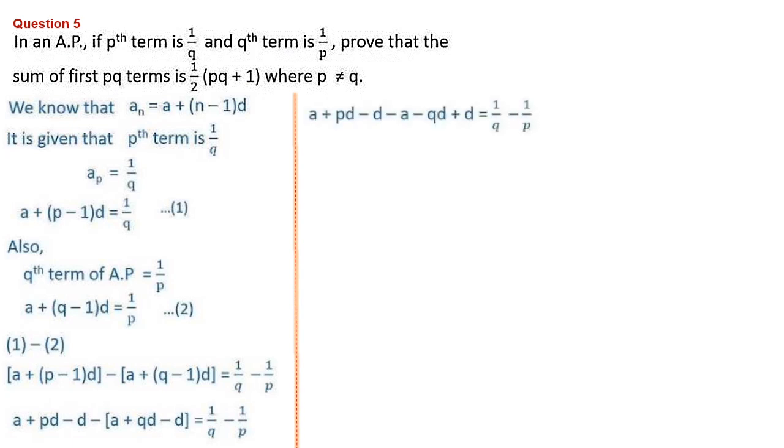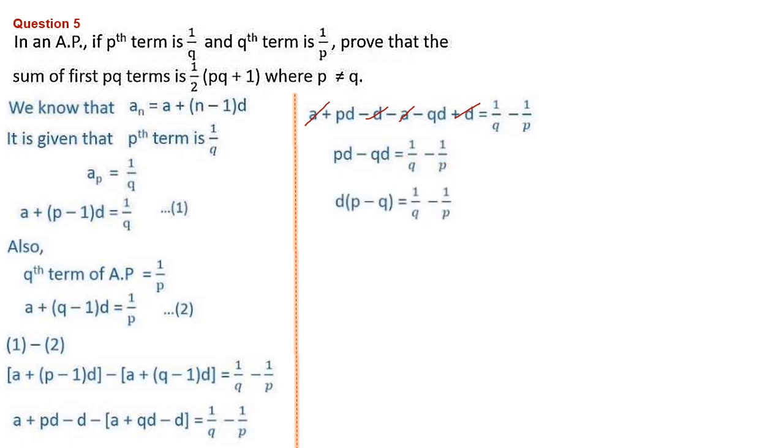Then one more bracket is there to remove. Let's remove it. a plus pd minus d, then minus into a is minus a, minus into plus qd is minus qd, and minus into minus d is plus d. The right side is the same. Here we can cancel plus a and minus a, then minus d and plus d. So the balance we have is pd minus qd is equal to 1 by q minus 1 by p.